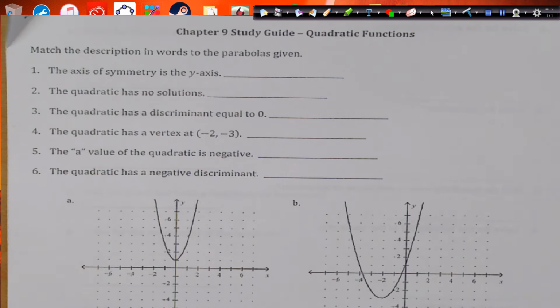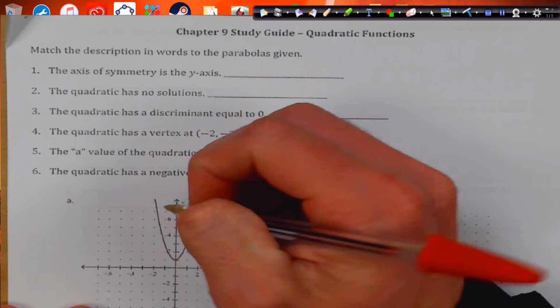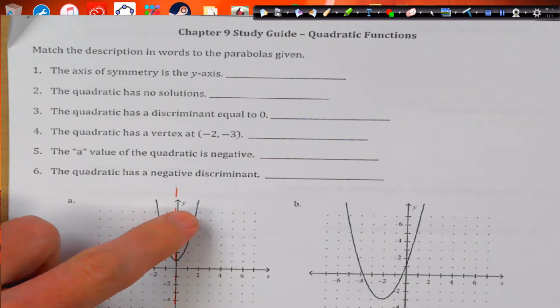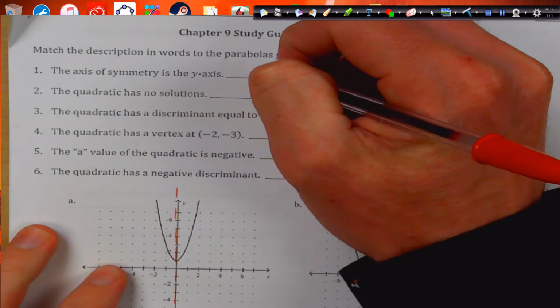Alright, Chapter 9, Study Guide, Quadratic Functions. Here we go. Match the description and words to the parabola given. The axis of symmetry is the y-axis. That would be A right here, right down the middle. The axis of symmetry happens to be the y-axis, so it's going to be A.